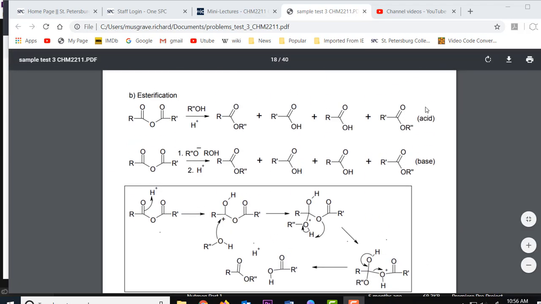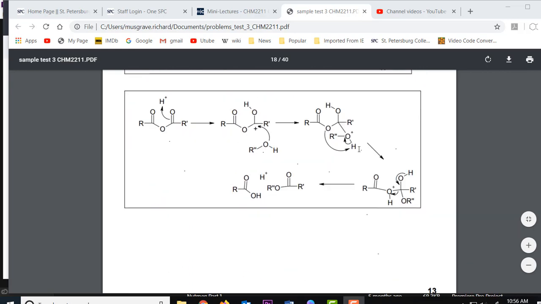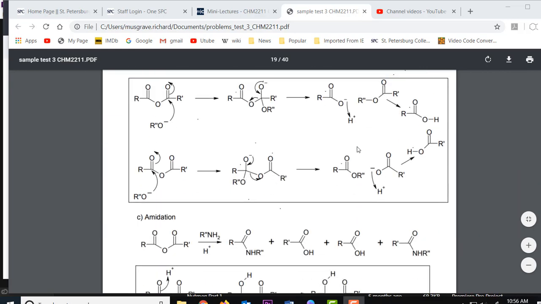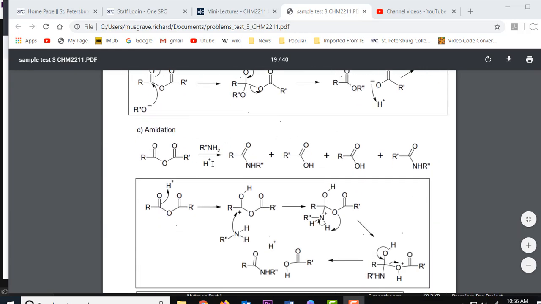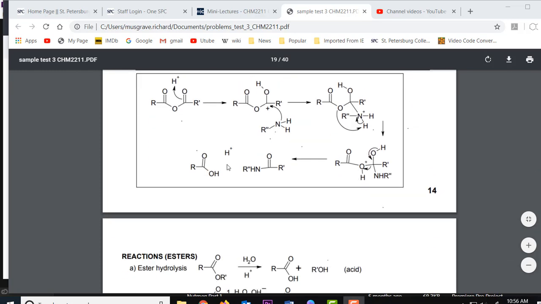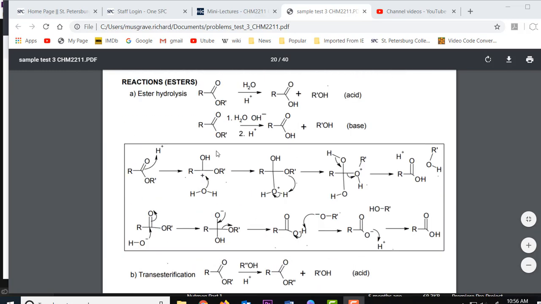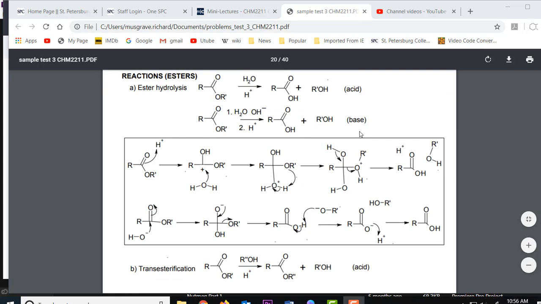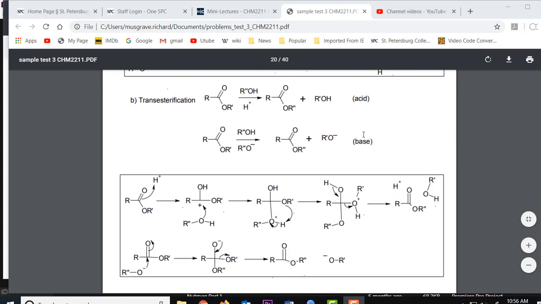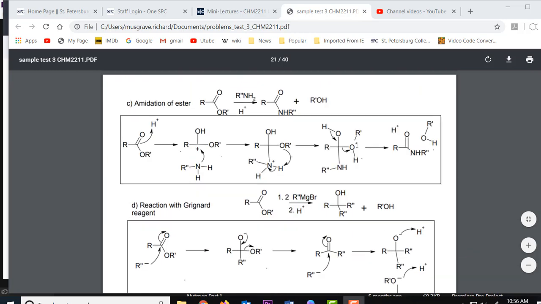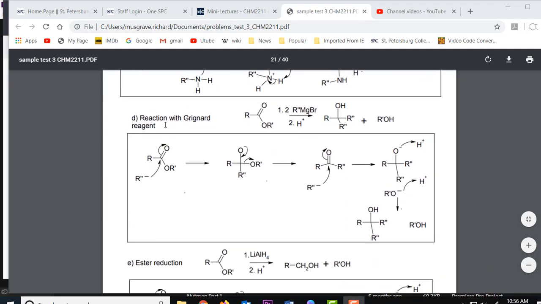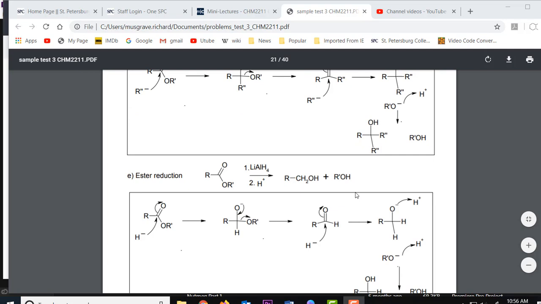Esterification, we have an acid and a base. Amidation, that's going to be acidic. Reactions of esters, we have an acid and a base. Transesterification, we have acid and base. Amidation, that's acidic. Reaction with Grignard reagent, I'd classify that as being basic or partly oddball, but generally basic.